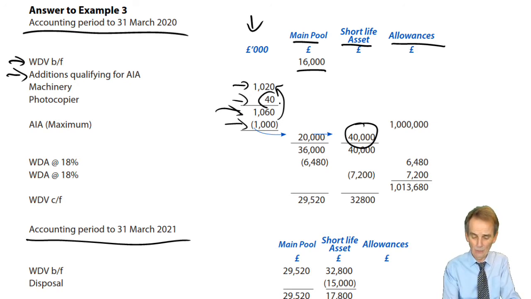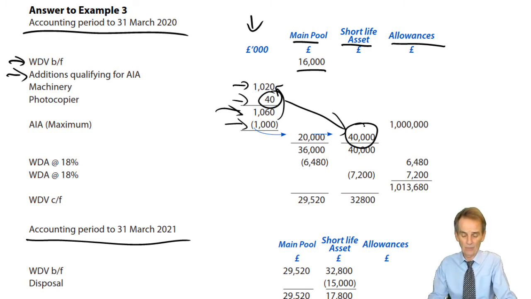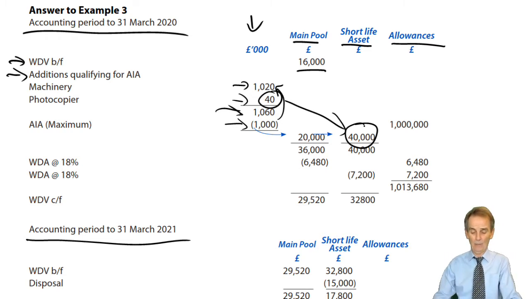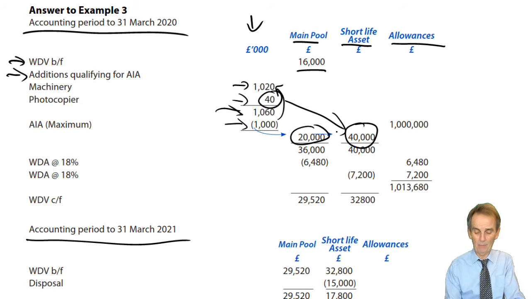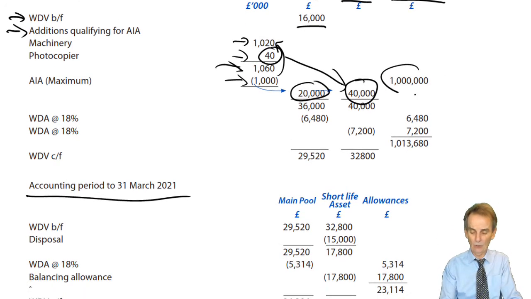We've immediately taken 40,000 of that expenditure and made the depooling election, treating it as this short life asset. That's left only 1,020,000, therefore going into the AIA calculation, of which we restrict to the maximum 1 million. That puts £20,000 of the machinery cost into the main pool, the 40,000 in the short life asset column, the £1 million, of course, the capital allowance, the AIA available.